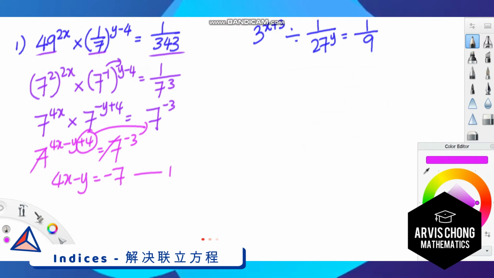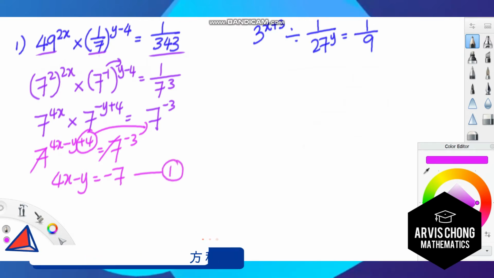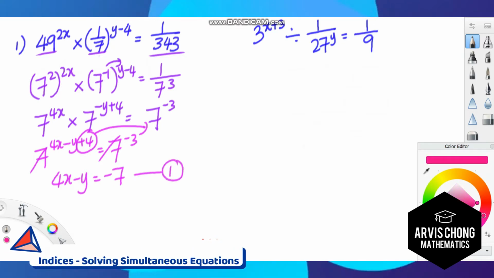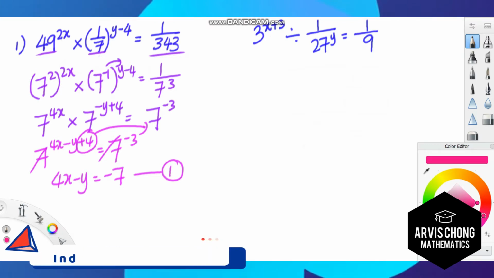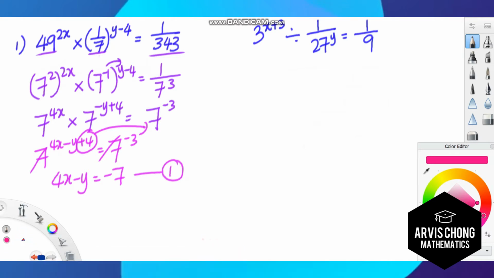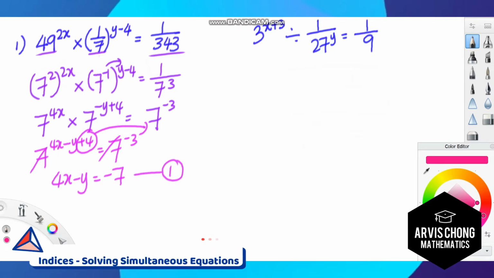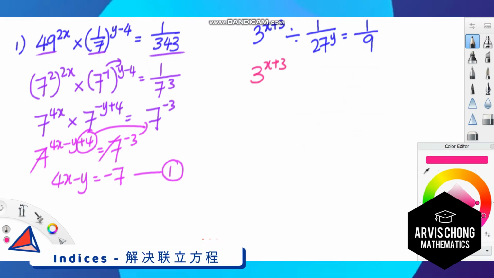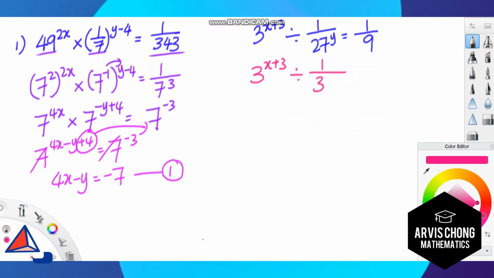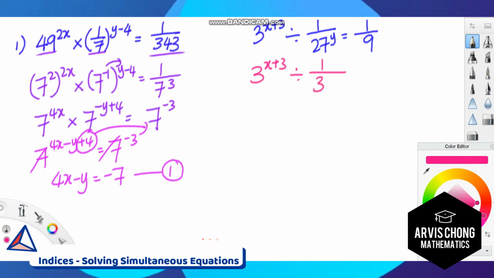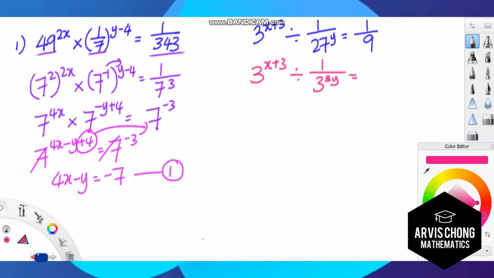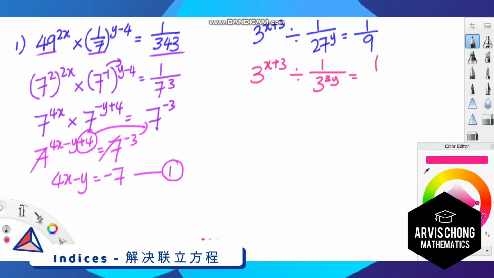Alright, next we move on to the second equation here. What we can see here is that 3, 27 and 9, we can change them to the same base, which is 3, right? So here we can start now. Here is 3 power x plus 3 divided by, and 27 is 3 cubed, right? So we can change it to 1 over 3 power 3y, equals 9 is 3 squared. So we can change it to 1 over 3 squared.